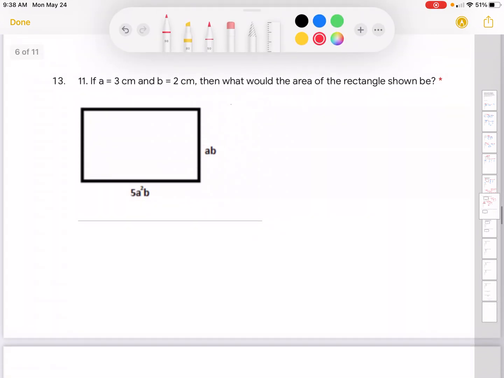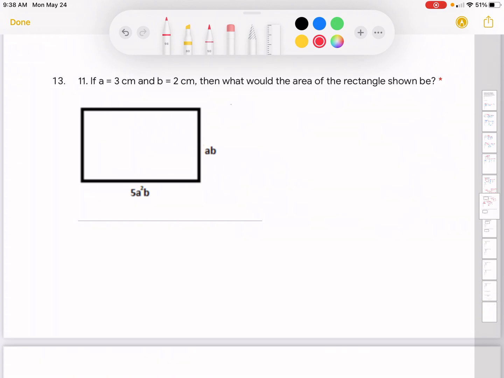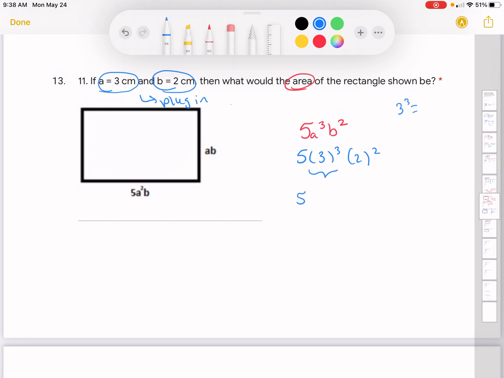Here, this is the same problem as before, but now they're giving us numbers to plug in. So we already know the area is 5a cubed b squared. Now we just need to plug in 3 for a and 2 for b. Three cubed means you're doing 3 times 3 times 3, that's 27. And then 2 squared is 4. So now we multiply all of these, 5 times 27 times 4.